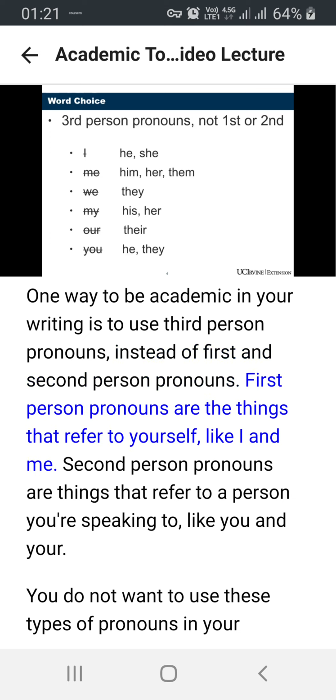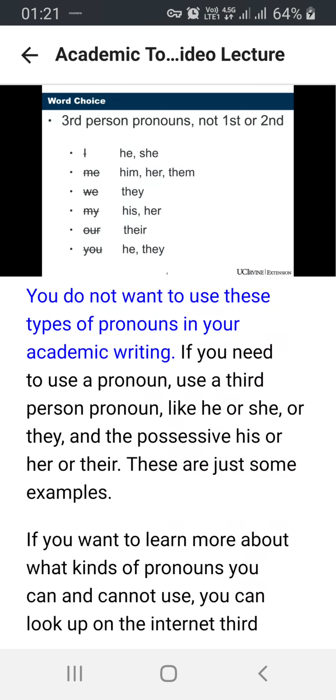First-person pronouns are the things that refer to yourself, like I and me. Second-person pronouns are things that refer to a person you're speaking to, like you and your. You do not want to use these types of pronouns in your academic writing. If you need to use a pronoun, use a third-person pronoun, like he or she or they, and the possessive his or her or their. These are just some examples.